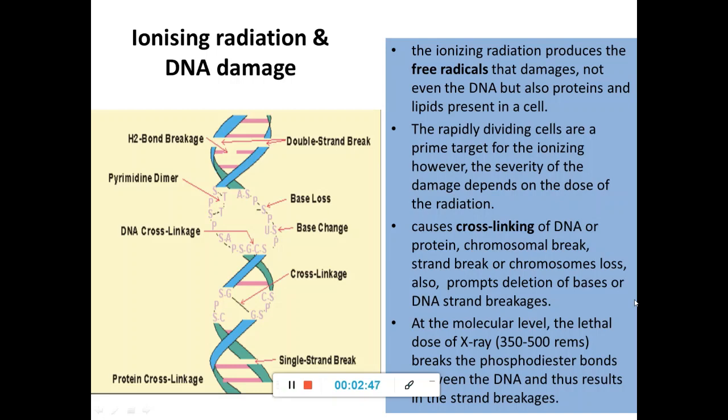Now coming to the ionizing radiations and DNA damage. The ionizing radiations, of course, mainly include the X-rays, gamma rays and all that. The extent of their damage varies depending upon the dose at which we are exposed to them. They mainly produce free radicals that damage not only the DNA but also the proteins and the lipids in a cell, and rapidly dividing cells are prime targets for the ionizing radiations. However, the severity of the damage depends on the dose of the radiations. I think it is quite evident for every one of you.